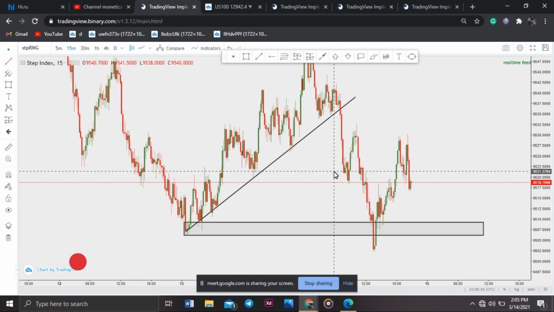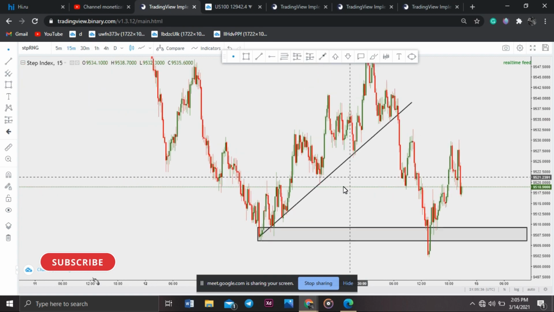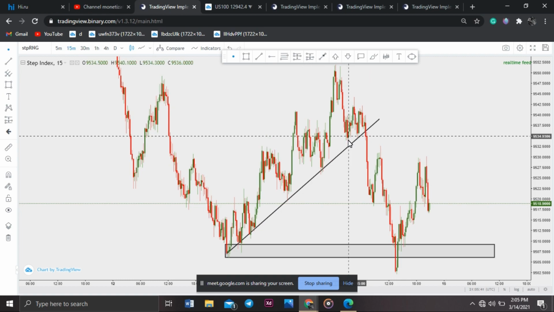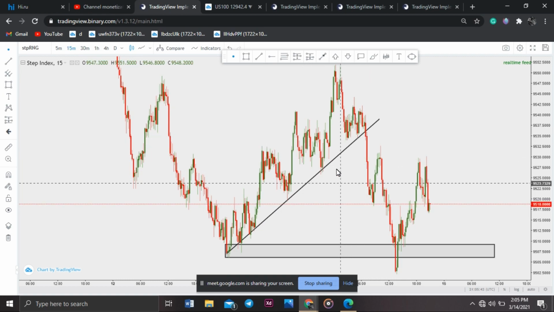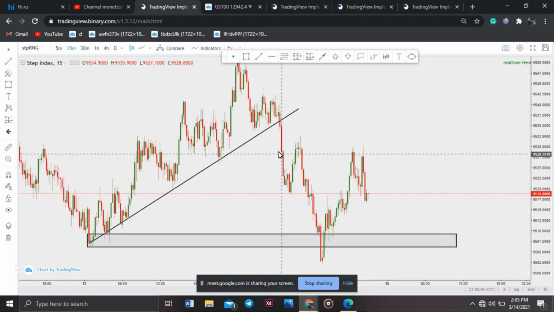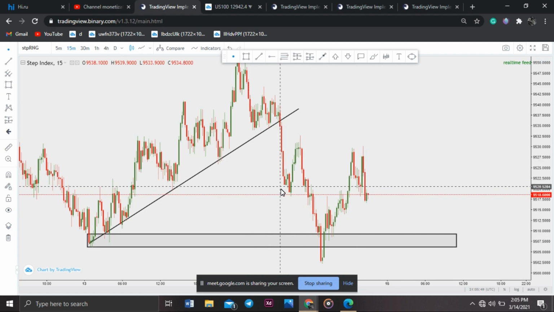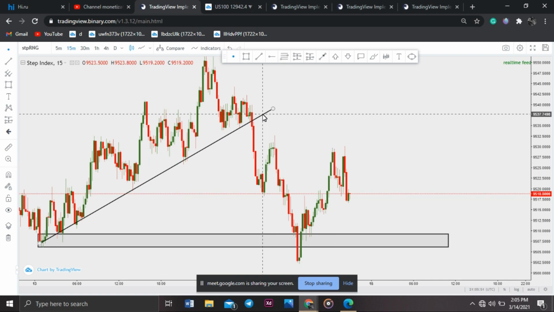So see this counter trend move. Okay, see how price did what? See how price was hitting this trend line several times, and there was a break. Okay, so immediately there was a break. Now, you being a Fibonacci trader, what will you do?